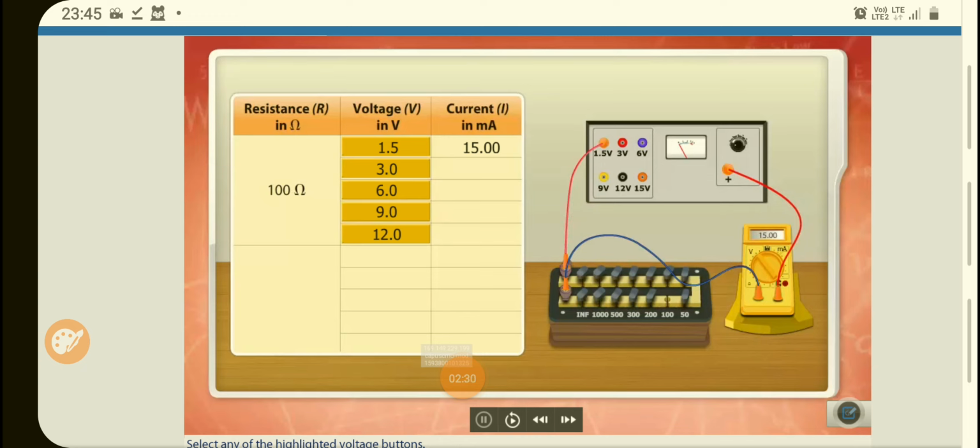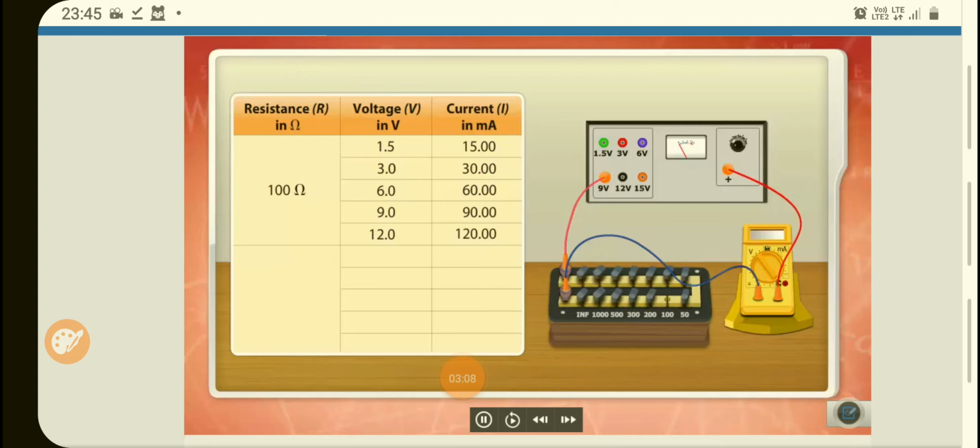When we have a voltage of 3 volts, the milliammeter on the right side shows 30 milliampere. Check the power source. Now we apply 6 volts, so the milliammeter shows 60 milliampere of current. Now we change to 9 volts, and 90 milliampere of current is shown. Next, 12 volts. Let's increase the resistance and see how the current varies with the voltage.